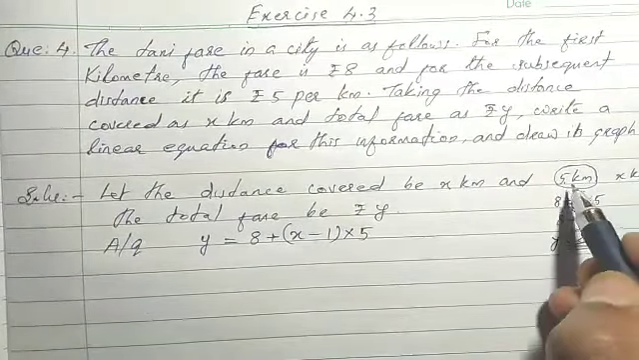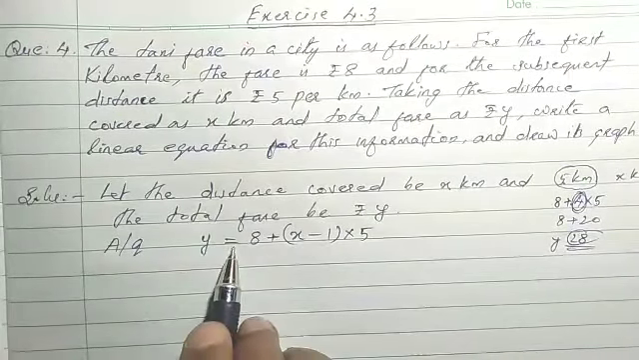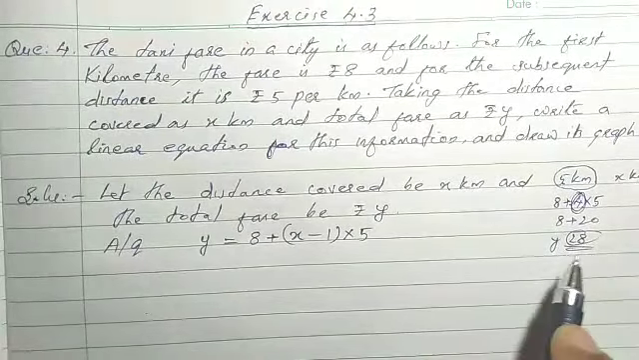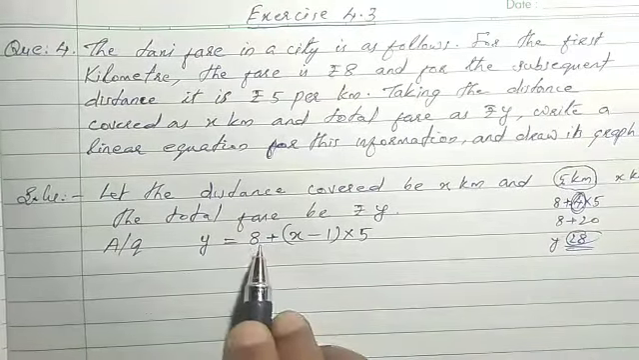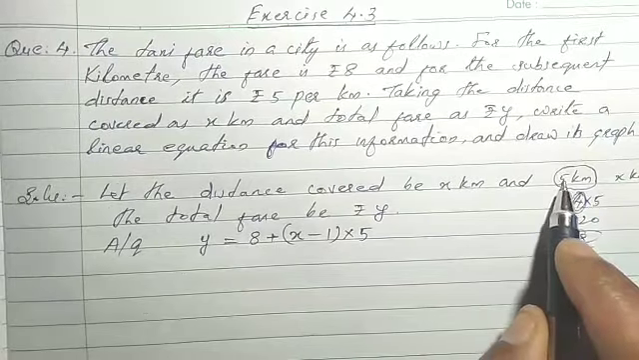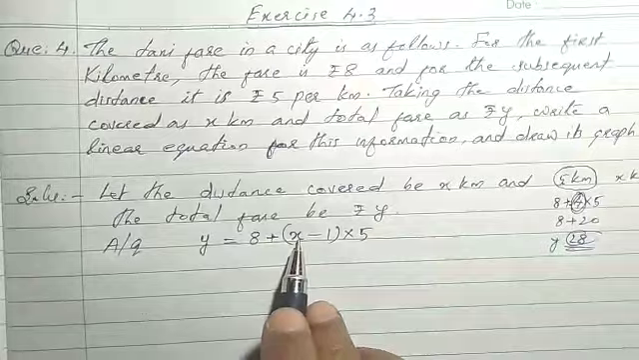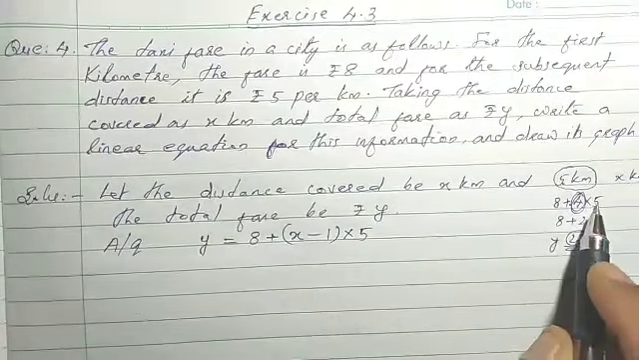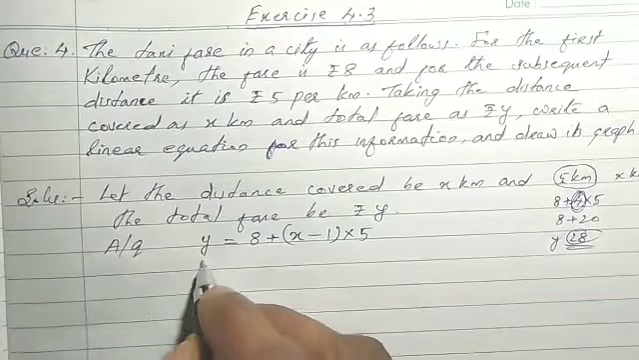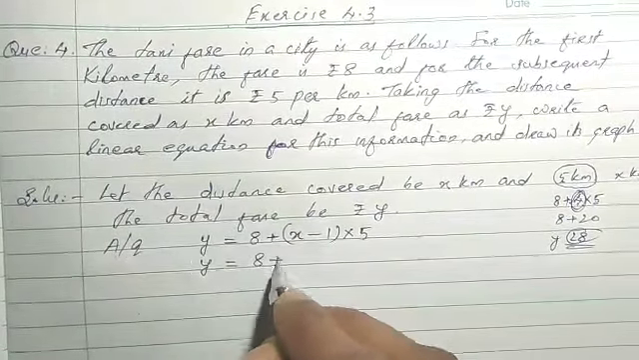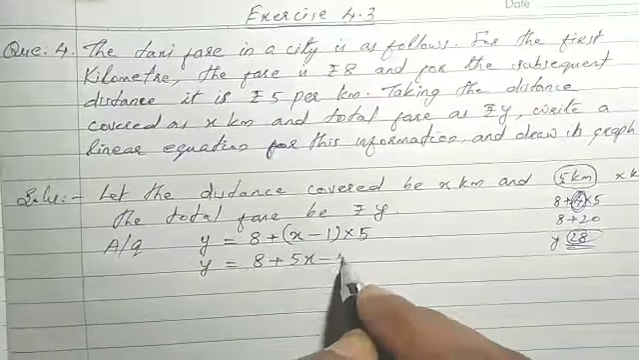That same I wrote here. First, total fare is y. Here we got 28, that is y. So y is equal to, we can write, first kilometer 8 rupees plus remaining. Total kilometer x, so x minus 1 kilometer into, for each kilometer, 5 rupees. So into 5 we have to write here. Then y is equal to 8 plus x into 5, that is 5x, minus 1 into 5, 5.